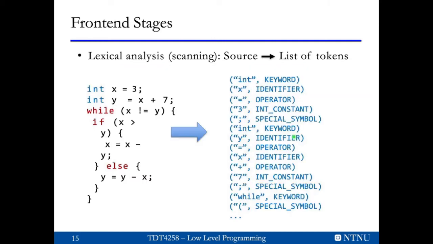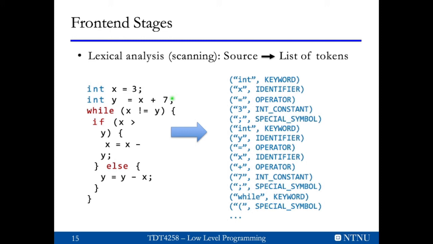So let's look at the front end stages. The first stage of the front end is concerned with splitting up your source code into elements that belong together. This is called lexical analysis or scanning. Your source is just a stream of characters. So it's an I, an N, a T, a space, an X, a space, an equals sign, and so on. But your compiler needs to figure out which of these characters actually belong together to form one symbol.